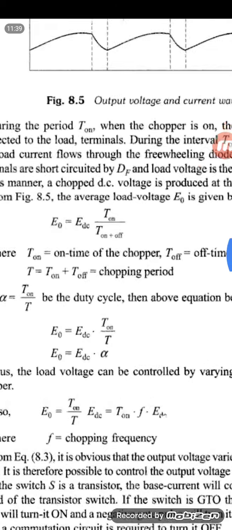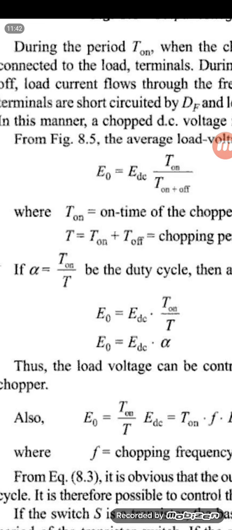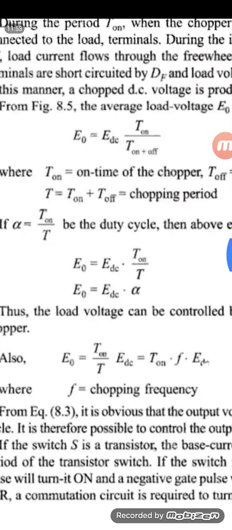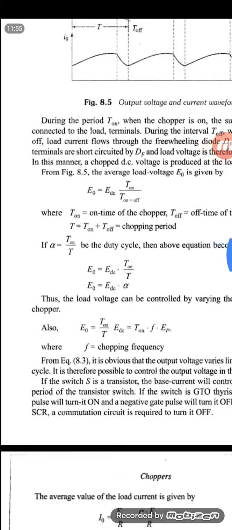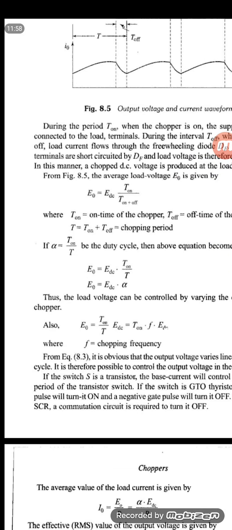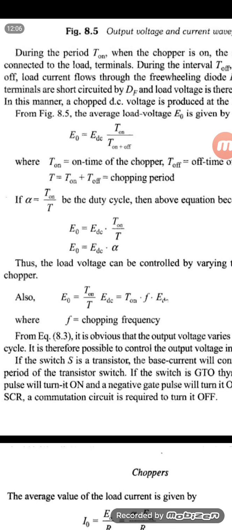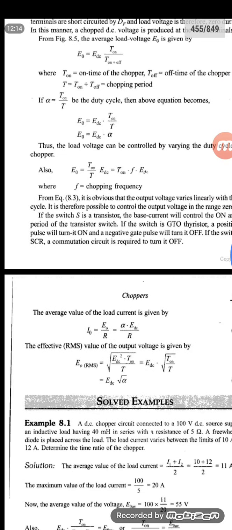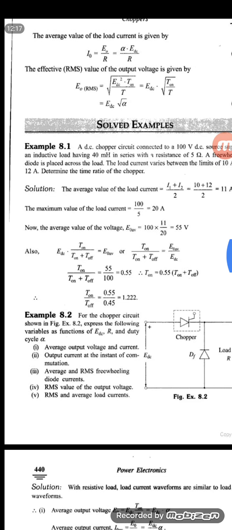So here alpha, that is the duty ratio, is equal to T on by T. If you substitute this, the output voltage is equal to alpha times EDC. And alpha varies from 0 to 1. Here f is the chopping frequency, which we can write as 1 by T. So this is the buck converter or step down chopper.